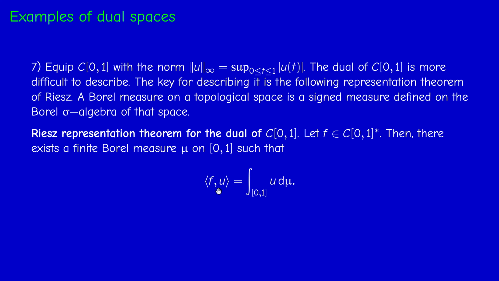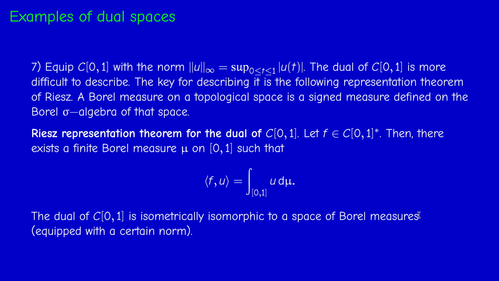Okay, so here the isometry associates to each f the measure mu. Okay. Now I'm not going to prove that; it's a little bit difficult. But this is the isometry. So we identify f with the measure. Okay. And I think this is the last example.